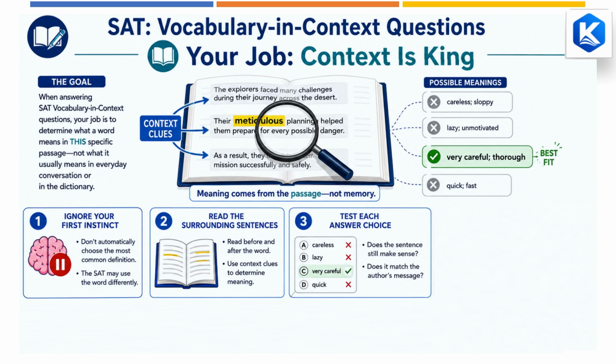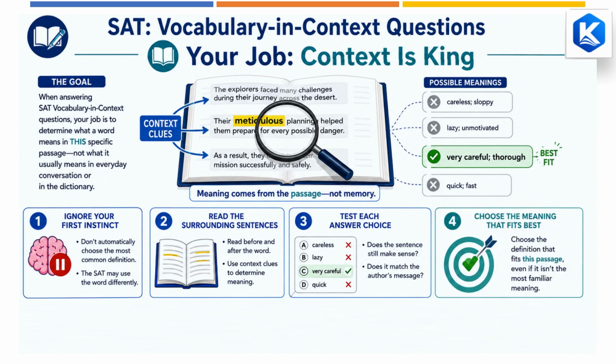Third, test the answer choices. Take a possible definition and mentally substitute it for the original word. For example, their very careful and thorough planning helped them prepare for every possible danger. Does that make sense? Yes. Does it preserve the author's message? Yes. Now try. Their careless and sloppy planning helped them prepare for every possible danger. That doesn't fit. The sentence contradicts itself. Substitution is powerful because it turns an abstract vocabulary question into a much simpler question. Does this meaning actually work here?